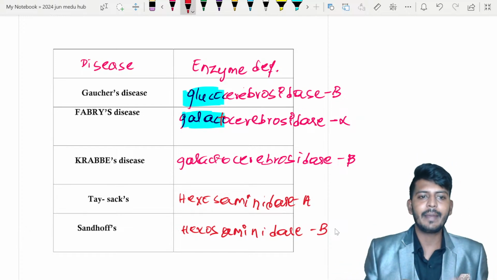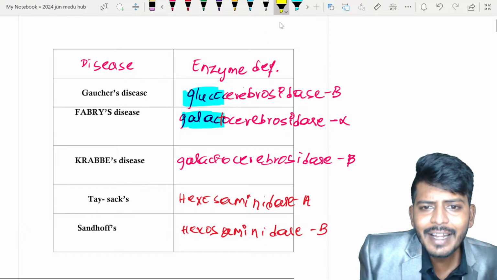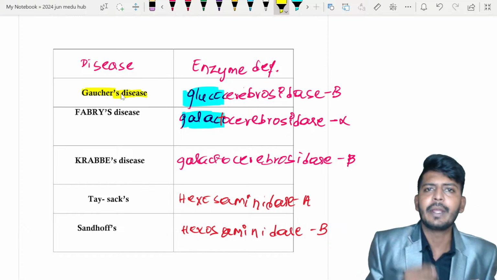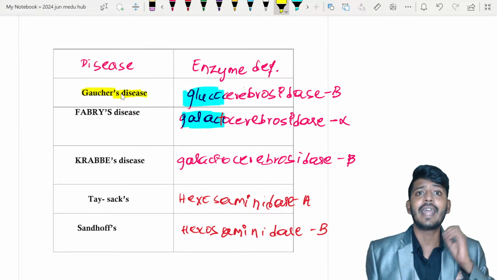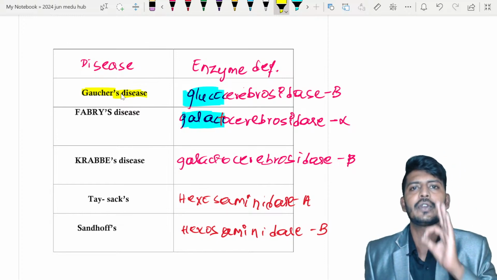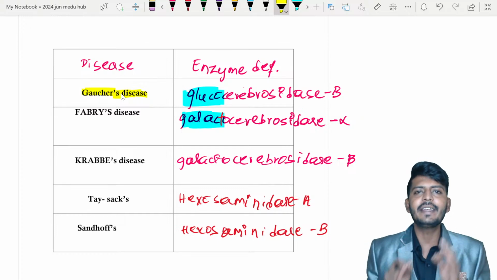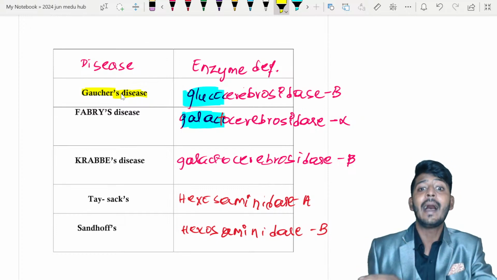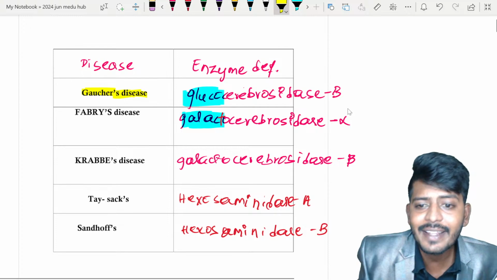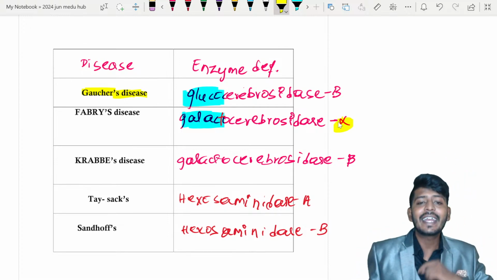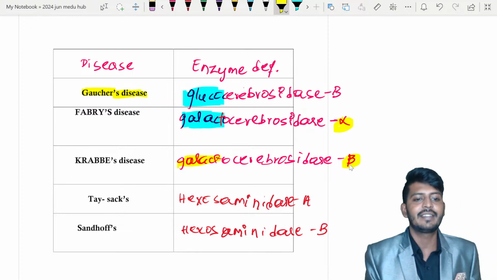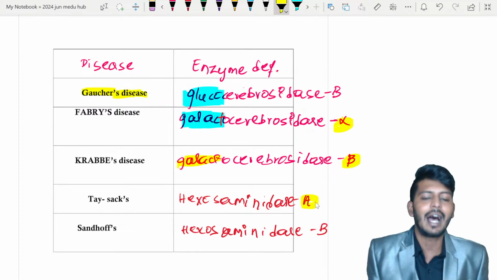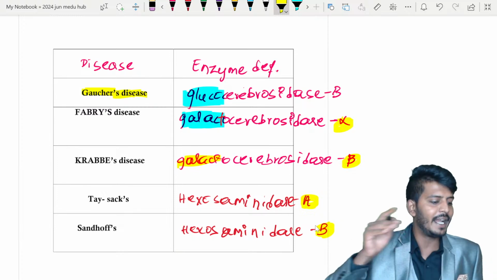Sitting there, you tell the disease name and repeat it with me. Let's learn it here itself. Gaucher disease is due to deficiency of glucocerebrosidase beta. Fabry's is due to galactocerebrosidase alpha deficiency. Krabbe's is due to galactocerebrosidase beta deficiency. Tay-Sachs disease, hexosaminidase alpha, and Sandhoff, hexosaminidase beta.